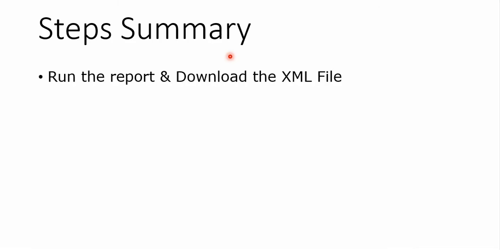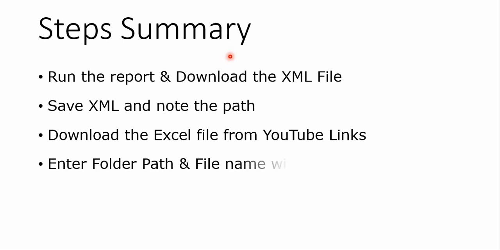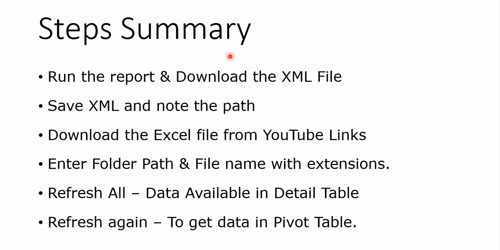Let's summarize the steps. Run the report and download the XML file. Save the XML and note the path. Download the Excel file from the YouTube links and enter the folder path and name with extension in the Excel file. Refresh the data, so the data will be populated in the detail table and the summary tab. Refresh again to get the data in the pivot table.